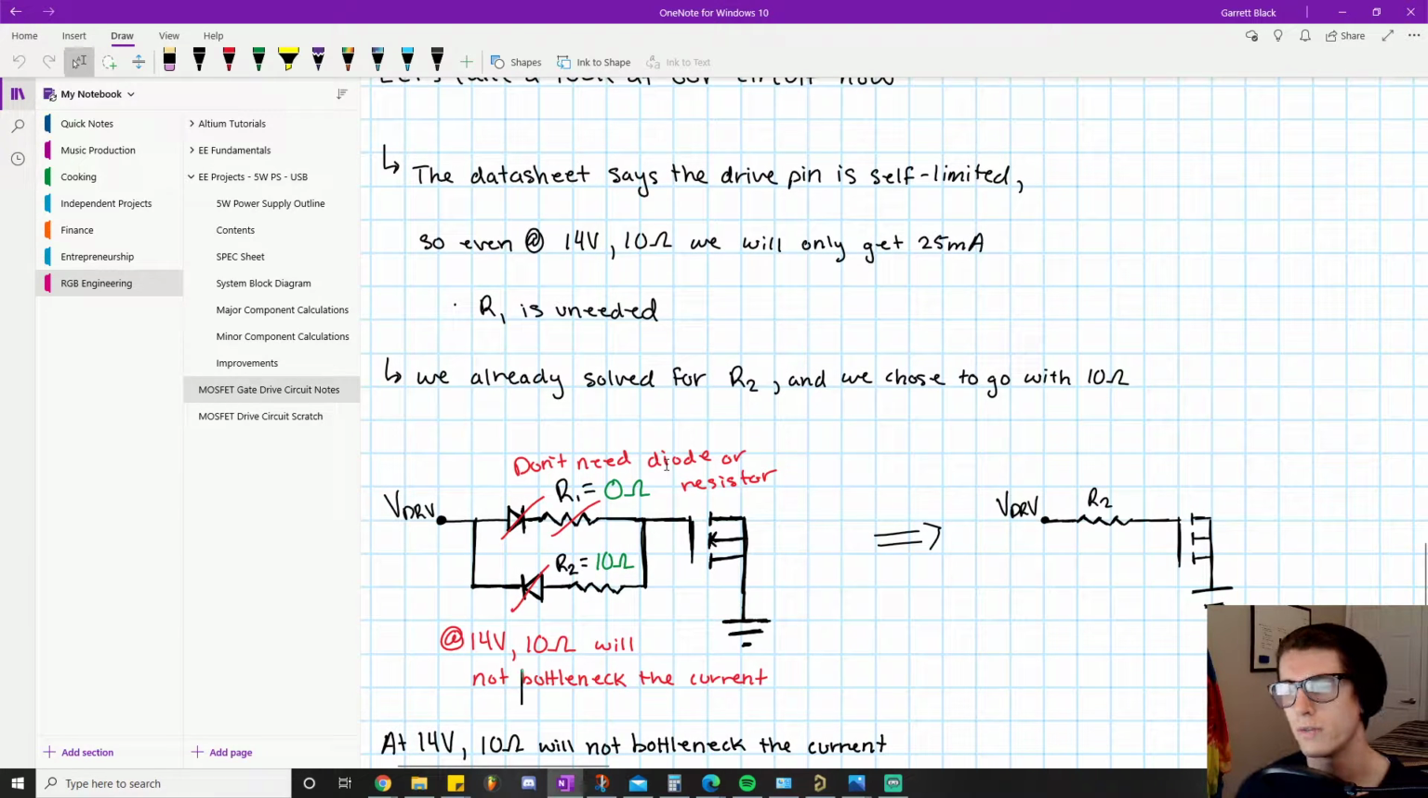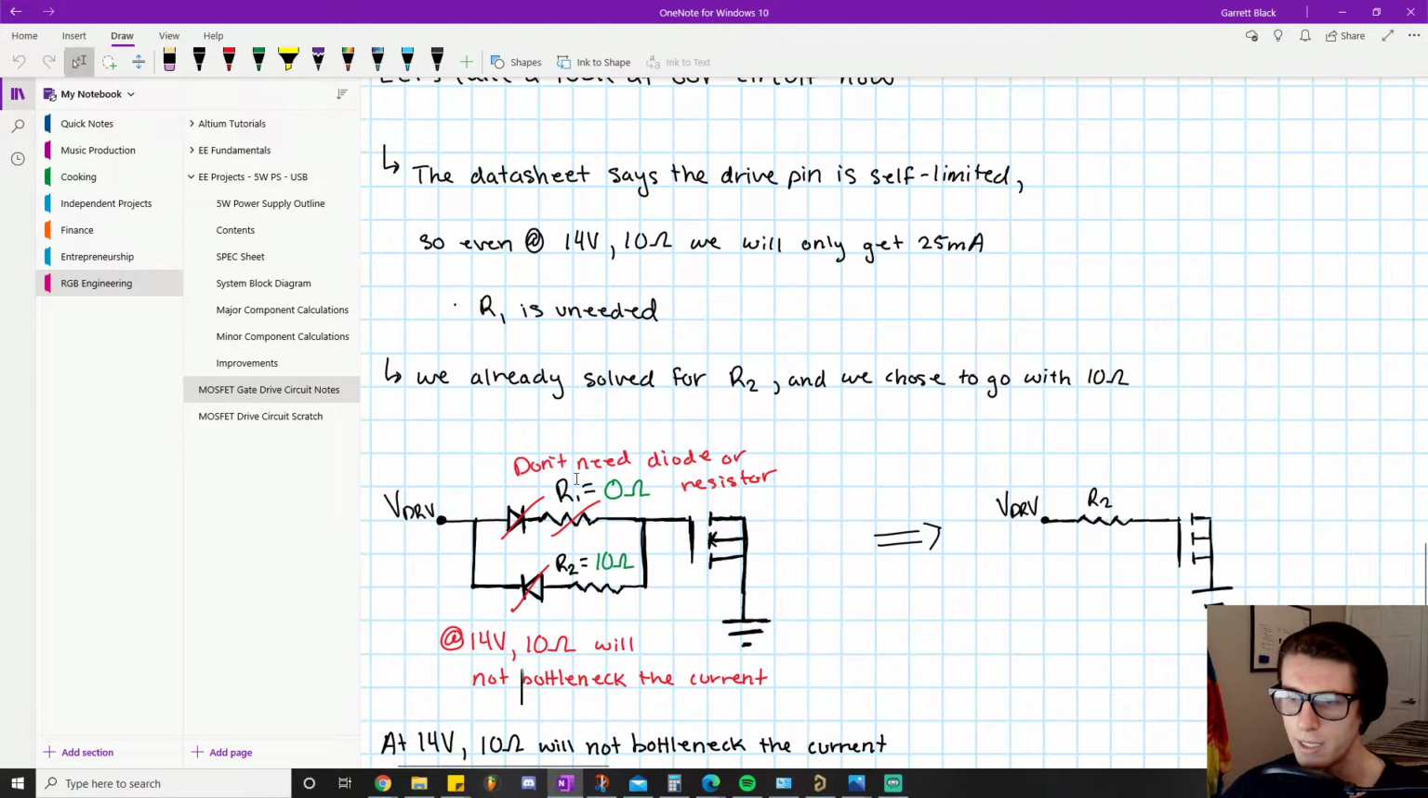What I want you to realize is that whenever the pin turns on, we're going from 0 volts here to 14 volts. So say you had a 10 ohm resistor in the way to limit the current, just understand that this 10 ohm resistor will not bottleneck the current at all. What I basically mean is that the drive pin can still easily supply 25 milliamps of current with a 10 ohm resistor in the way, if you catch where I'm going with this.